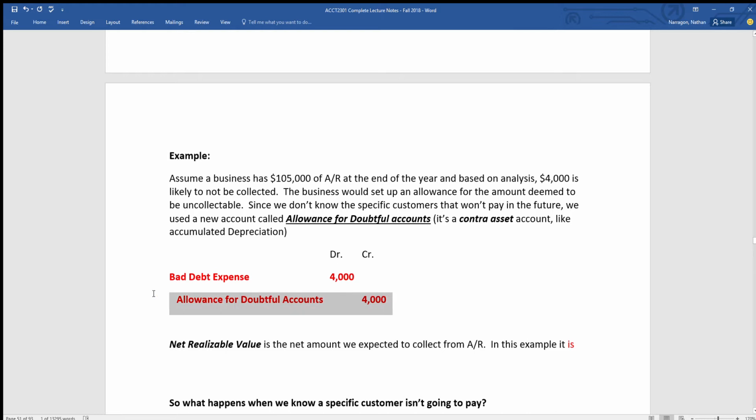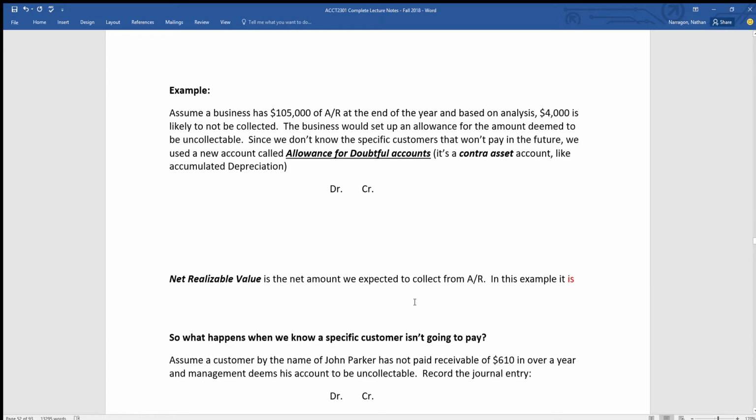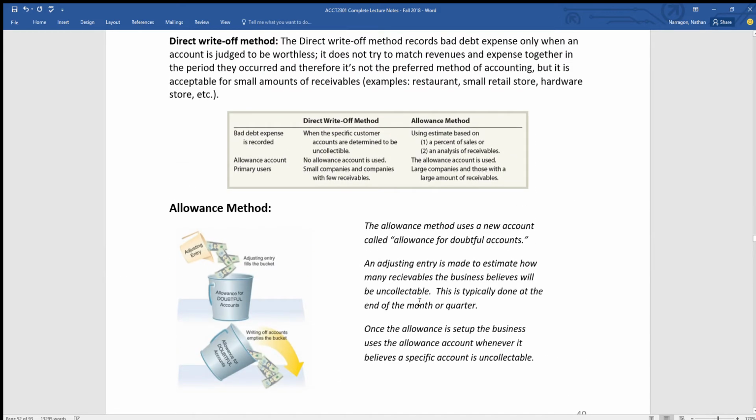And the best thing, giving you a preview already, is to actually show you an example. So assume a business has $105,000 of accounts receivable at the end of the year, and based on analysis. So this one's based on analysis. Remember, there are two types: one, the percentage of sales, and two, analysis.